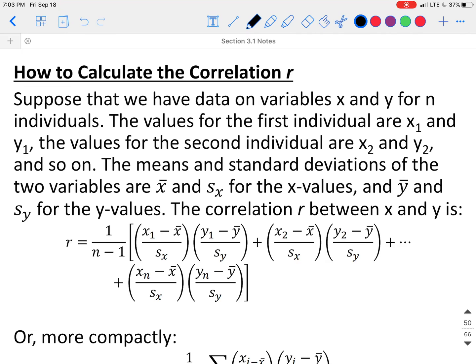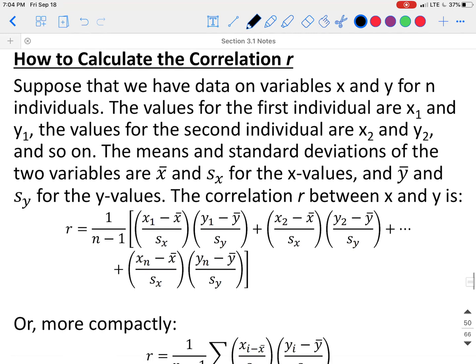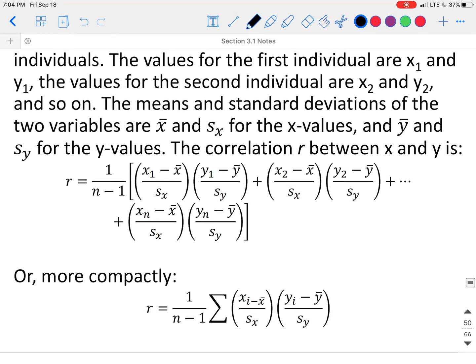So to find the R value, you're going to do 1 over n minus 1, where n is the number of values you have. And then you're going to do your first observation minus the mean over the standard deviation for your X times the first Y observation minus the Y mean over the standard deviation of Y. You're going to add that to the second one, the third one, all the way through. Or you can compound this and write it as the sum of X sub i minus X bar all over S sub X times Y sub i minus Y bar all over S sub Y. And you're going to take that summation and multiply it by 1 over n minus 1.